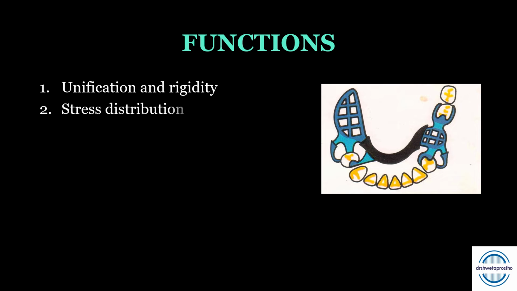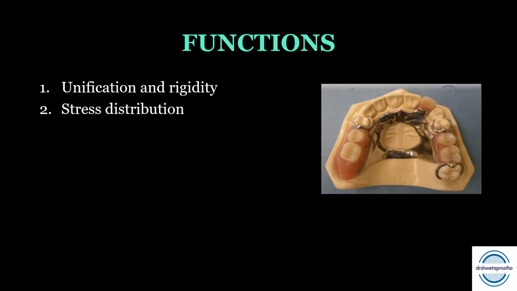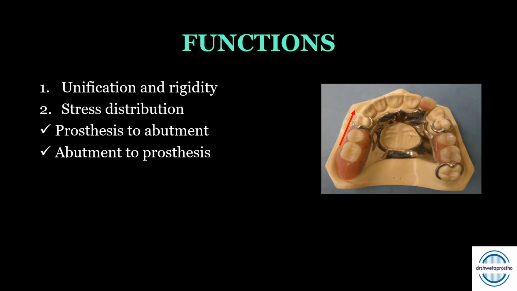Second is the stress distribution. The stress distribution occurs in both directions. First is from the prosthesis to the abutment. The occlusal forces which are applied onto the artificial teeth are transferred to the abutment throughout the arch with the help of the minor connector. And second is from the abutment to the prosthesis. It transfers the effect of retainers, rests, and the stabilizing components on the abutment to the whole of the prosthesis.